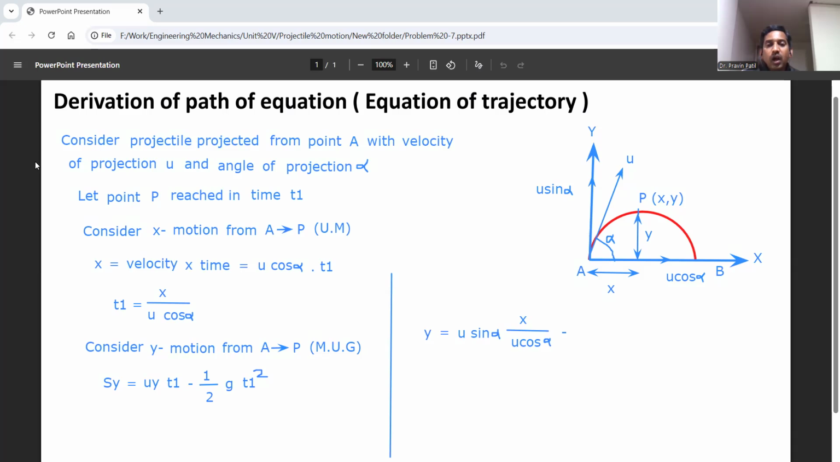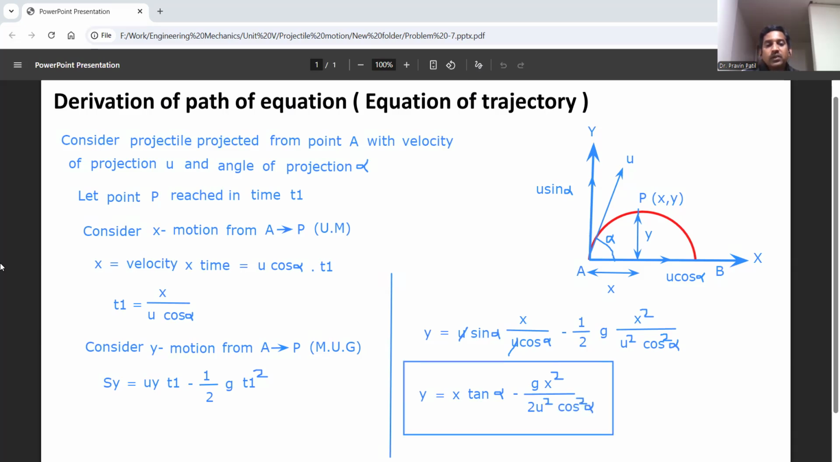Then minus 1/2 g t1 square, which is x square divided by u square cos square alpha. So here u will get cancelled. Then y is equal to, write down, sin alpha divided by cos alpha, which is tan alpha, so x tan alpha, then minus g x square divided by 2 u square cos square alpha. This is the final equation.